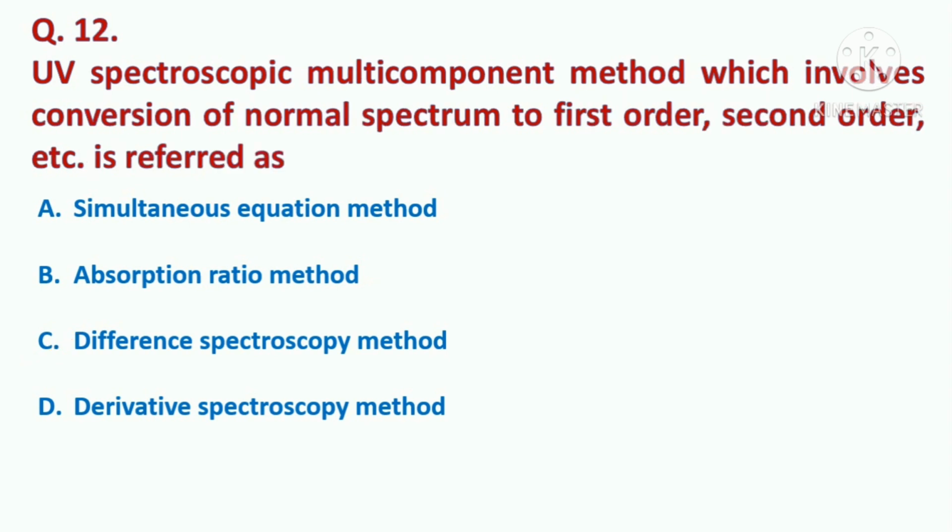Next question, UV spectroscopic multi-component method which involves conversion of normal spectrum to first order, second order, etc. is referred to as. So what will be the correct answer here? The correct answer is derivative spectroscopy, where we prepare a derivative spectra from normal spectra or the zero order spectra. We have discussed first order spectra, second order spectra, third order spectra, and so on, where we convert the normal or zero order spectra into its higher order. So the correct option here is derivative spectroscopy.